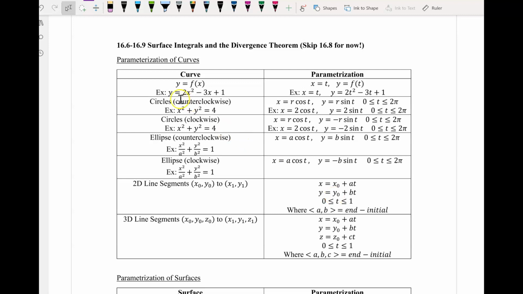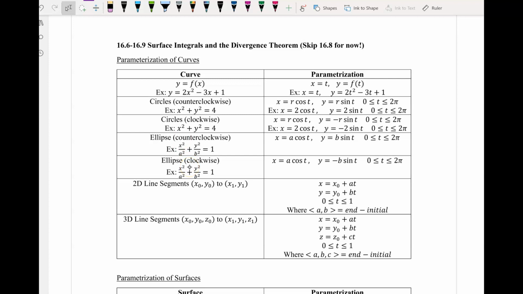All right, so we've talked about parametrization of curves. We were given some sort of curve, for example, y equals f of x. This could be like the parabola 2x squared minus 3x plus 1. And we're able to parametrize it by letting x equal t and y equal the function by plugging in the t. And with all of these different types of curves, we were able to do a lot of cool things.